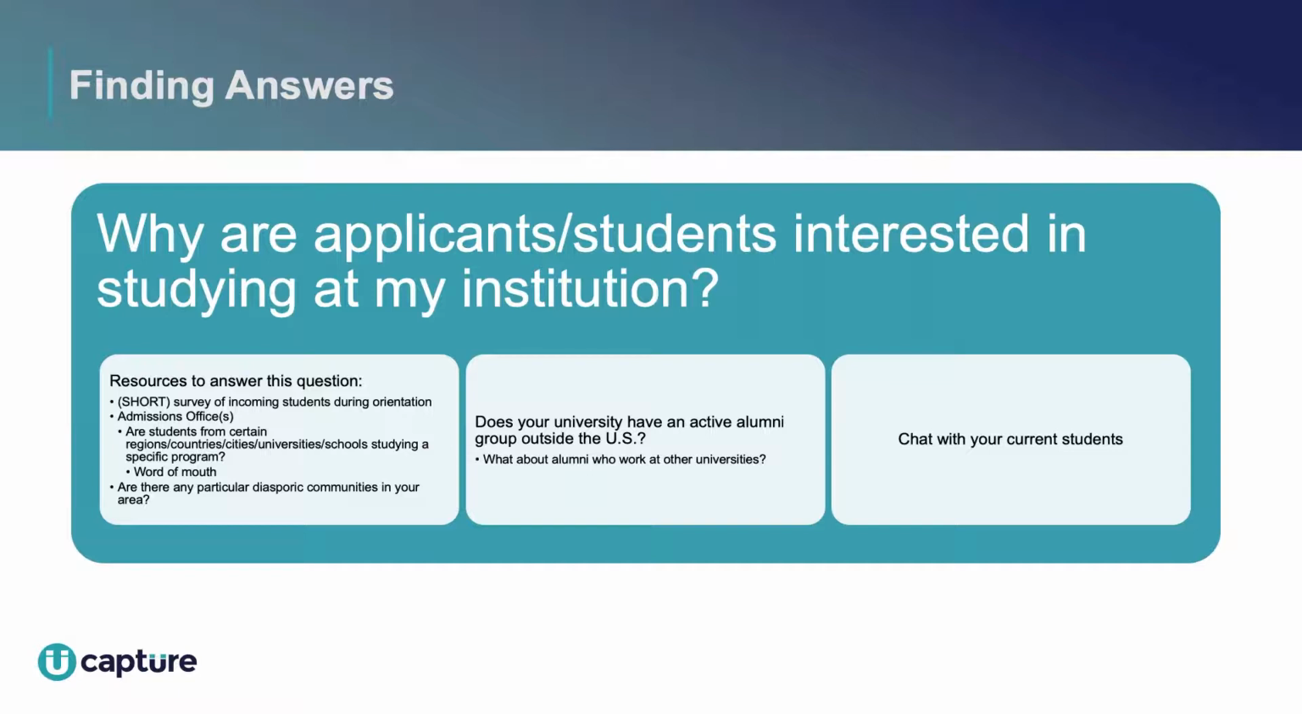Are you noticing certain trends? What about word of mouth? How have you noticed that affect the kind of trends that you're seeing internally in your office? And as I mentioned before, are there any communities that exist in your region, your city, neighboring cities that might be affecting certain student populations at your university?